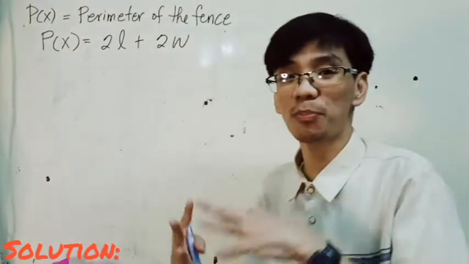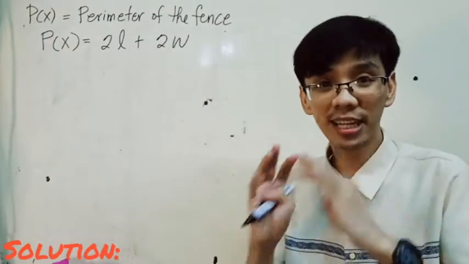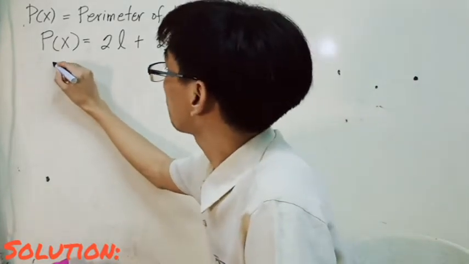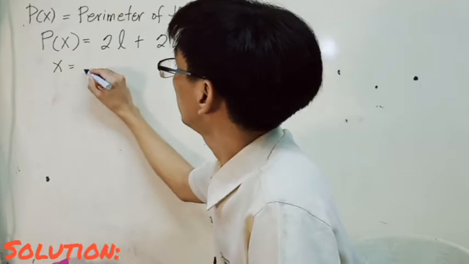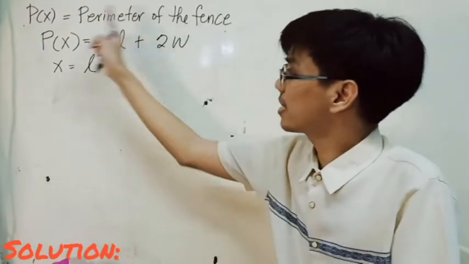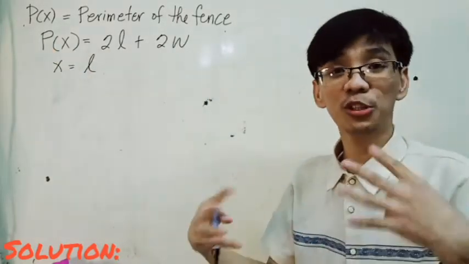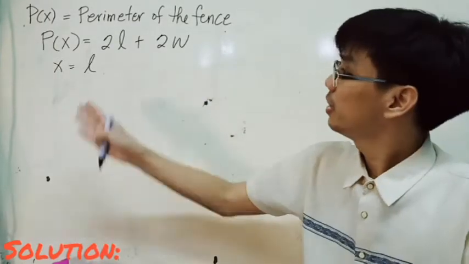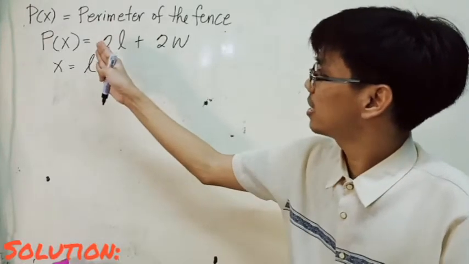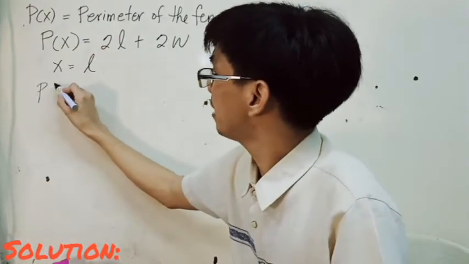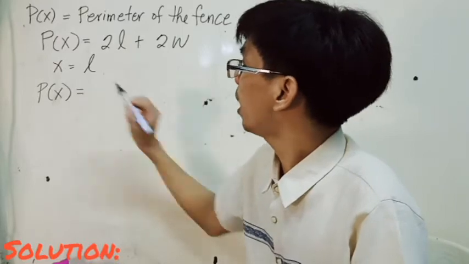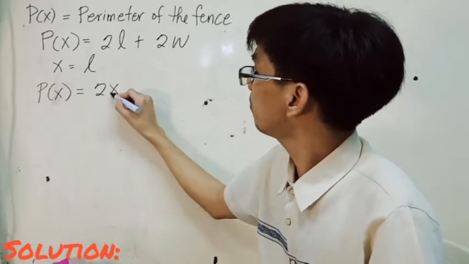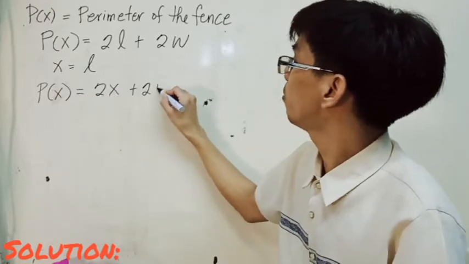So, according to the problem, one side of the rectangle is represented by x. So, let x be equal to L. From this given, how are we going to create a perimeter function? By substituting this, we have p of x equal to 2, because L is equal to x, it will now become 2x plus 2w.